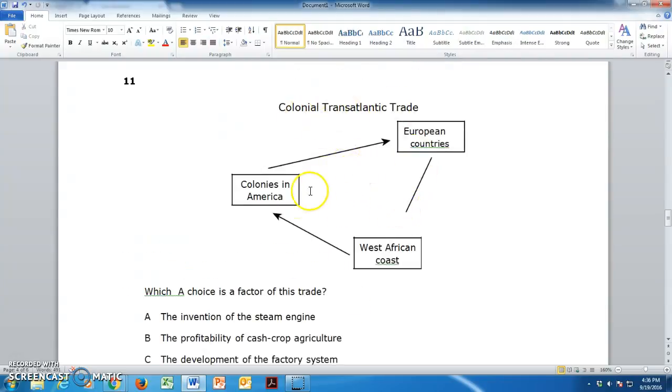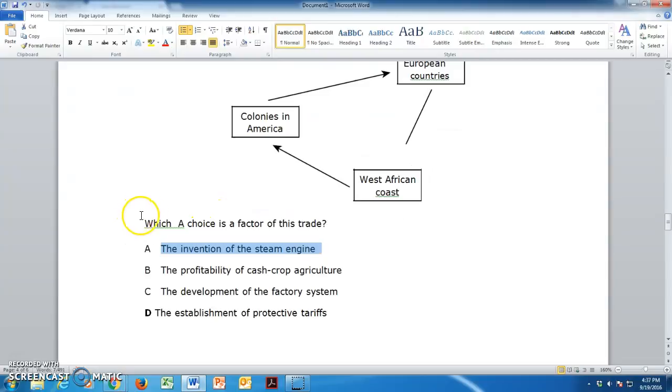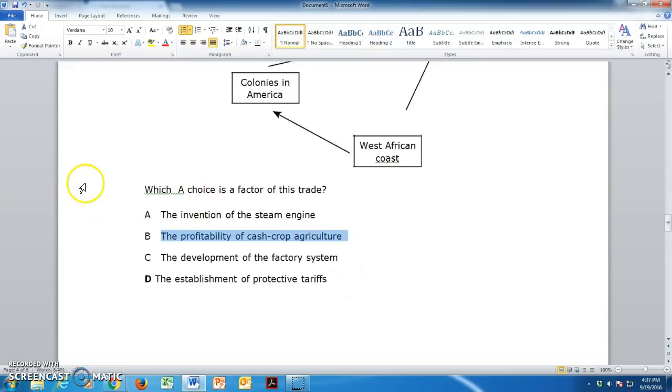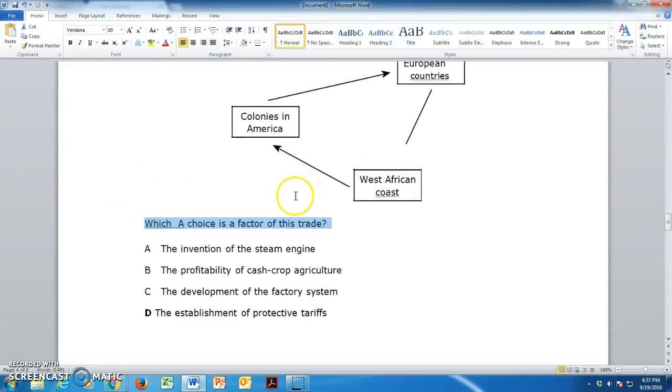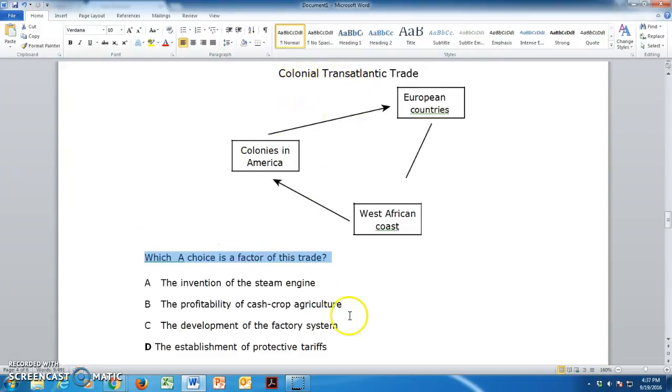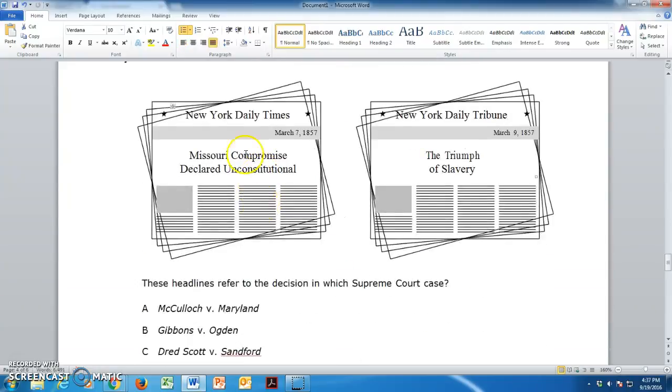And so, like, this is slave trade. This is the trade of crops from America to Europe, and Europe would give manufactured goods and stuff to Africa, and Africa would give America, you guessed it, some slaves. So, does the steam engine have anything to do with this? It's a big fat nope. Does cash crops have something to do with this? Well, we've talked about cash crops. It's crops that are sent to Europe, like tobacco. Maybe. Development of the factory system. Have we talked about factories? That would be a big fat nope. And protective tariffs. Don't know what it is, that means it's not important. So, B. Hopefully you see by switching the question, we're talking about what is a factor of colonial transatlantic trade. Only one of them is. We don't need to know which one's better than the others.